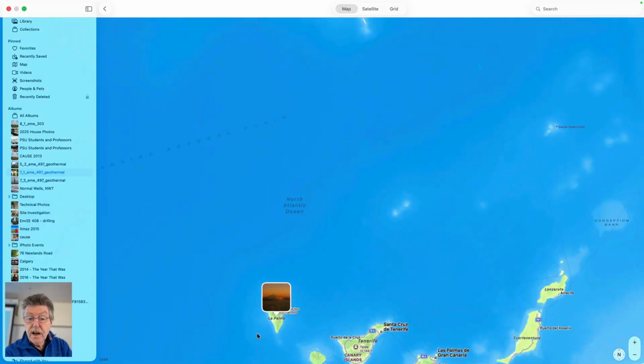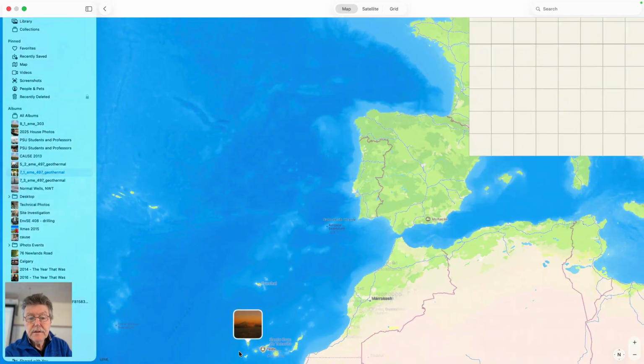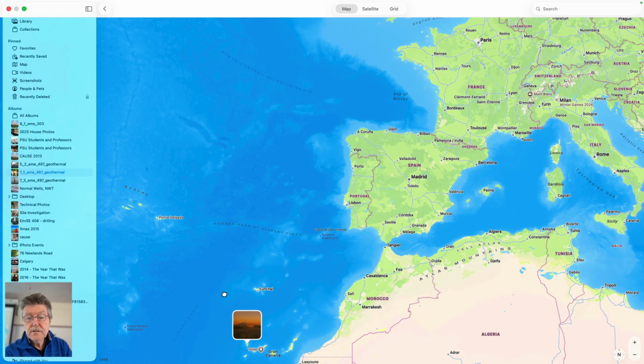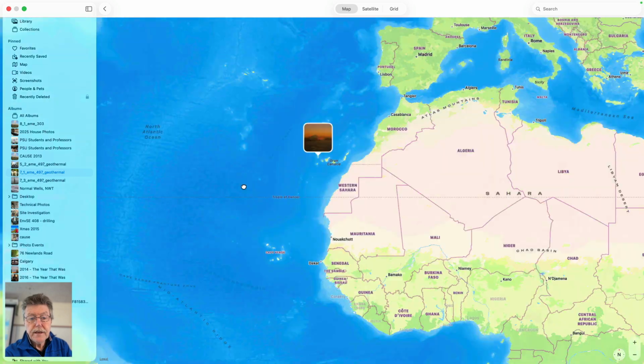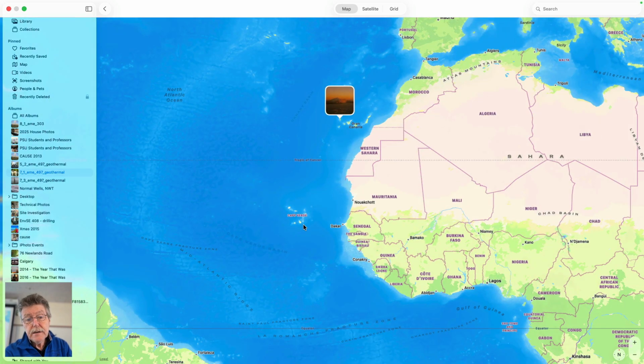So on the island of La Palma, just for a location, this is off the west coast of Africa, Spanish territory. The other hotspot volcanoes would be, I think, the Cape Verdes, the Green Islands, the Green Cape.